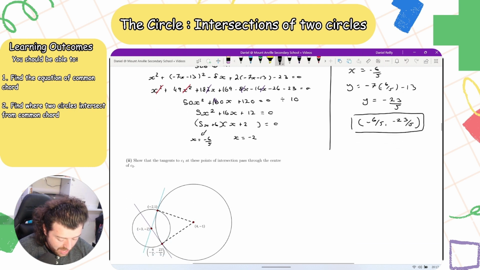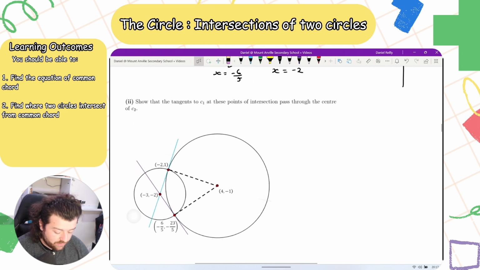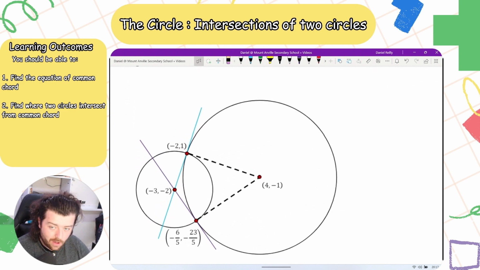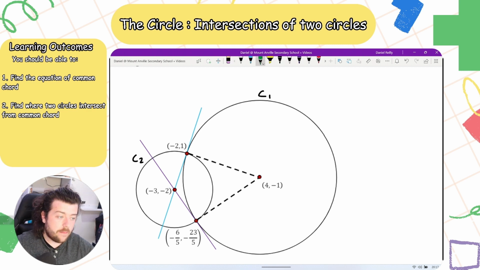So the next part asks, show that the tangents to C1 at these points of intersection pass through the center of C2. So it's very, very important you draw a diagram, right? So this is C1 and this circle here is C2. What it's asking me here is at these points of intersection, the tangent lines to C1 at these points will pass through minus 3, minus 2.